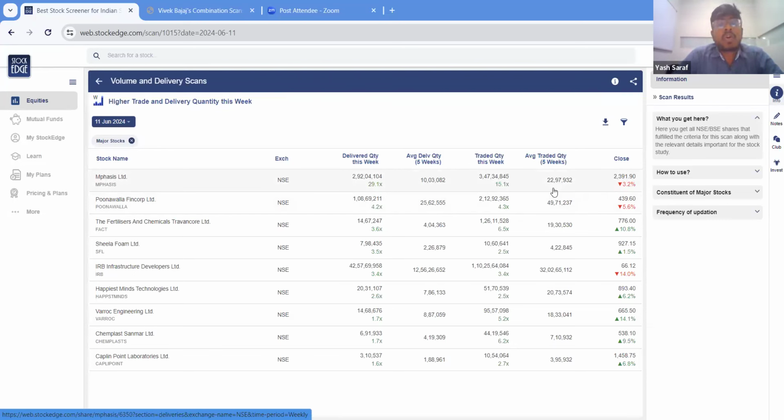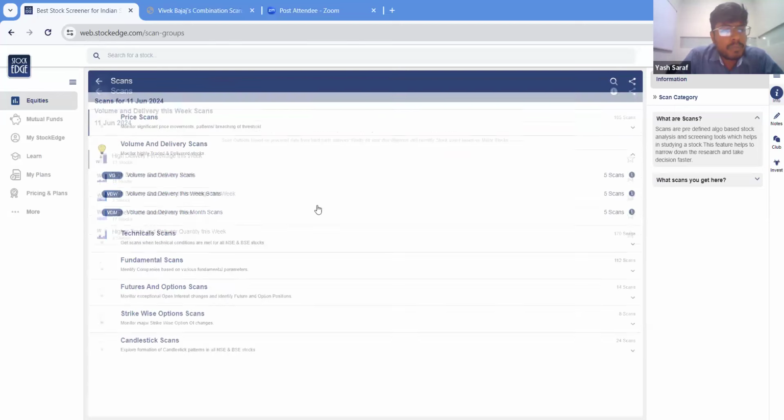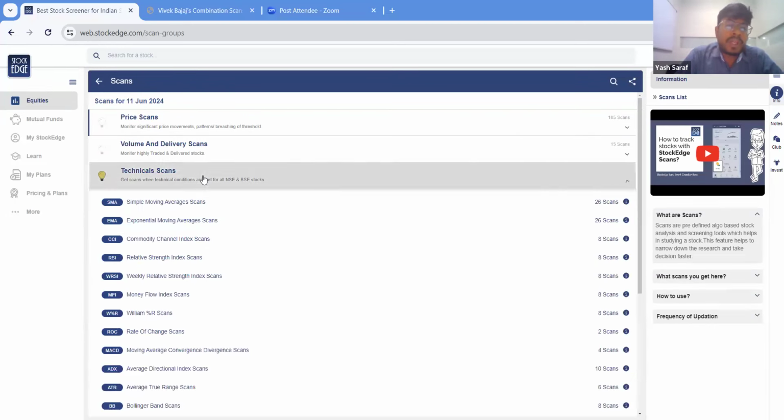So as we can see, this stock is in huge demand and people are buying this stock at lower levels as well. People are accumulating this stock at lower levels as well. And there's a huge amount of volatility going on in this stock, as we can see from the delivery and traded quantity numbers. So this volume and delivery section helps us identify the demand and supply concepts of the stock. For example, which are the stocks that are in huge demand, which are the stocks that are having huge momentum and volatility with respect to volume and delivery. Then let's move to technical scan.